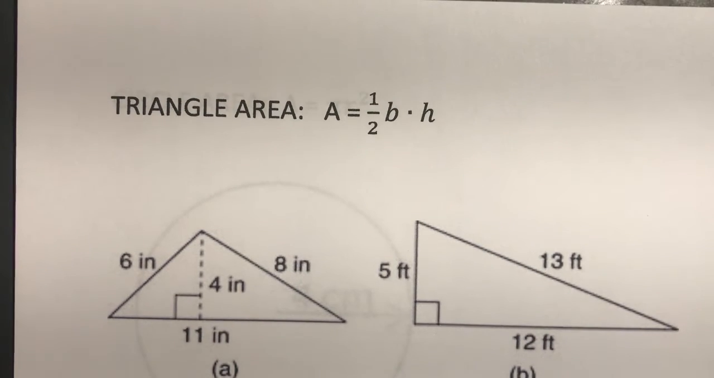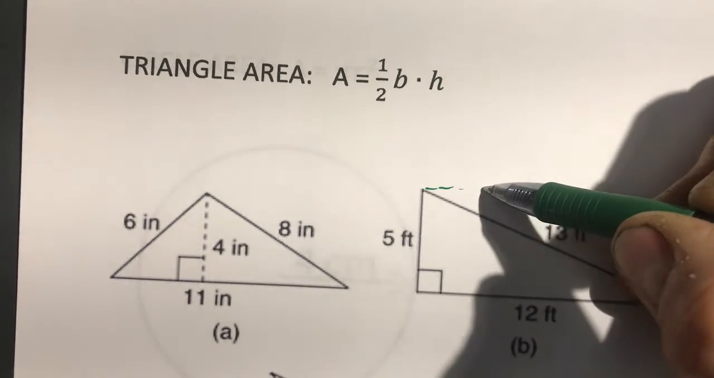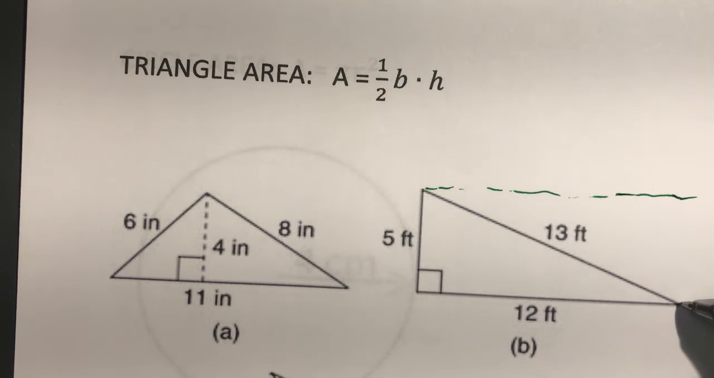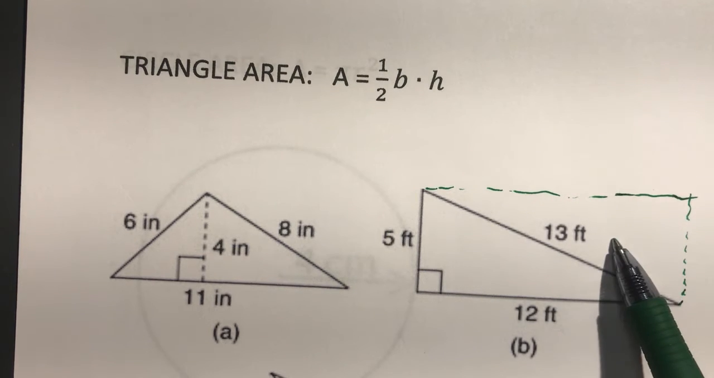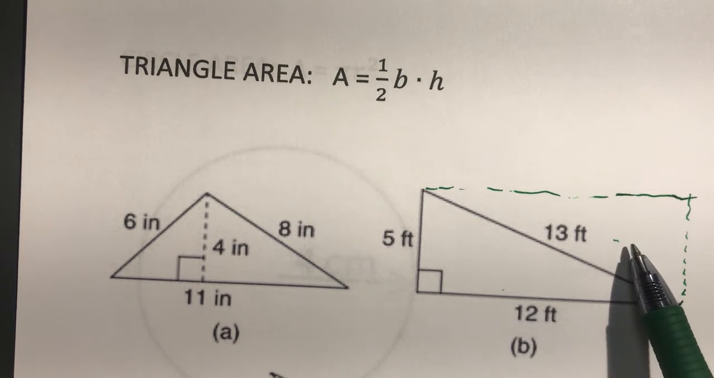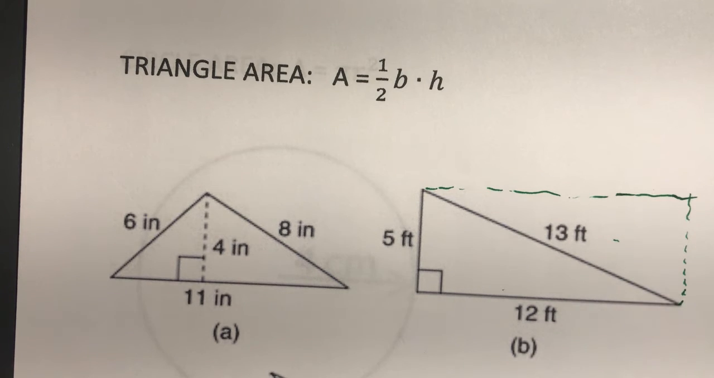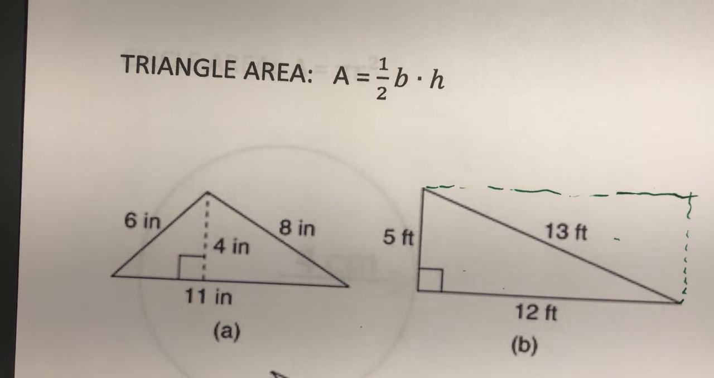The triangle is similar. It's 1/2 base times height. If you look at this one right here, I could kind of extend this out, and here's an identical triangle to that one right there, which forms this rectangle. And the triangle is half what the rectangle is, so the area is half the base times the height.